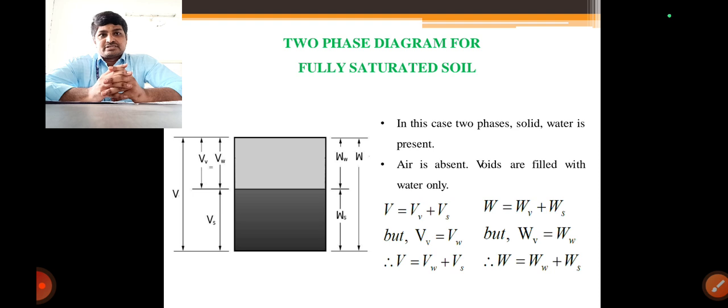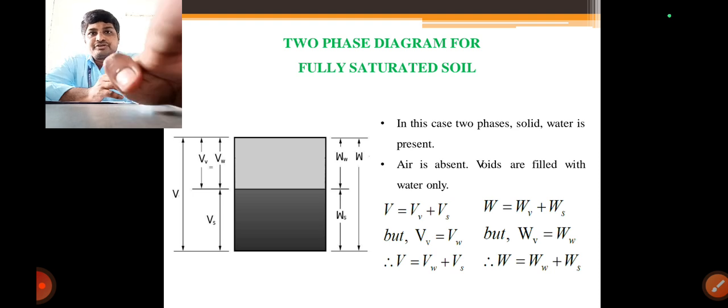saturated soil is the volume of voids plus the volume of solids, and the volume of water will also be there. Volume of voids is equal to volume of water, because here the volume of air voids is nullified or absent. And the weight of the soil is the weight of the solids plus the weight of the water.